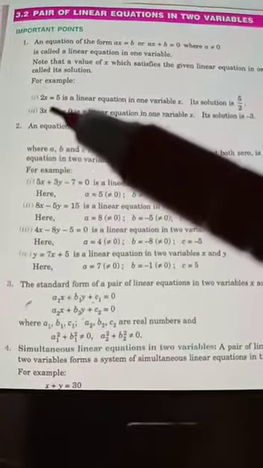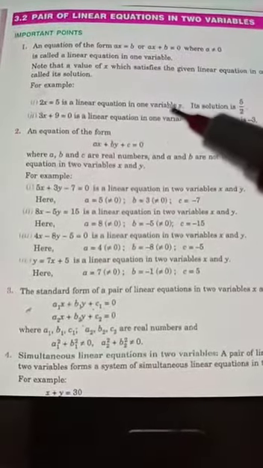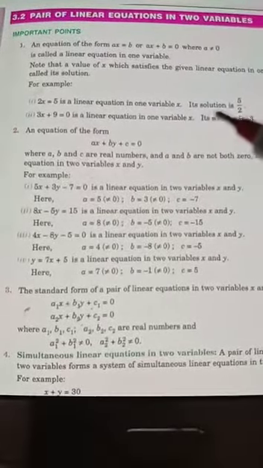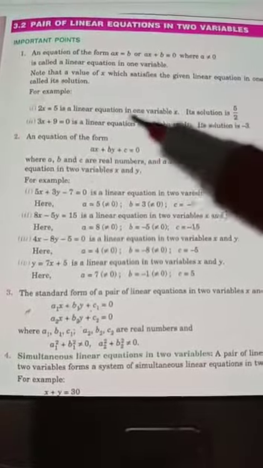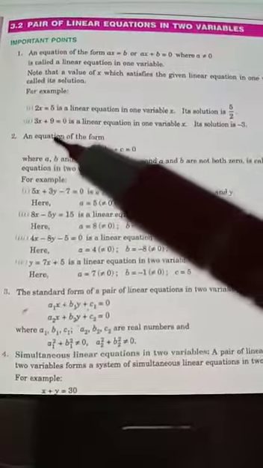For example, first, 2x = 5 is a linear equation in one variable x. Its solution is 5 by 2. x = 5 by 2 is the solution of the given linear equation.